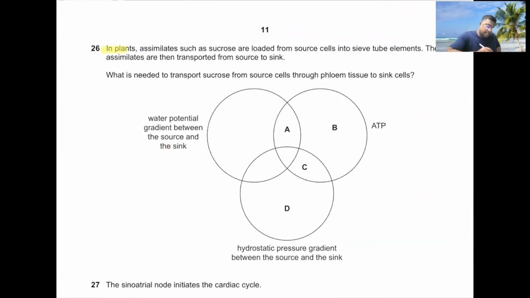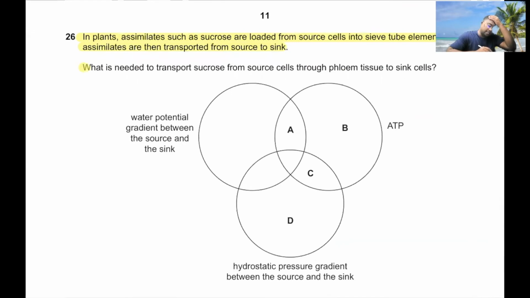Question number 26. In plants, assimilates such as sucrose are loaded from source cells into sieve tube elements. The assimilates are then transported from source to sink. What is needed to transport sucrose from source cells through phloem tissue to sink cells? What is needed? So there is a water potential gradient between the source and the sink.